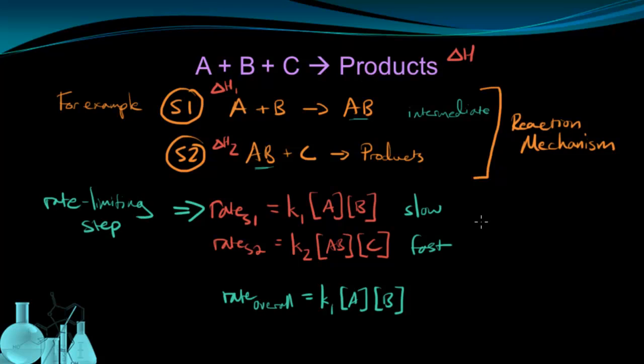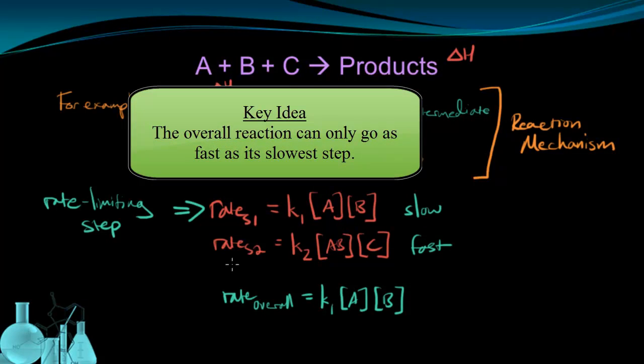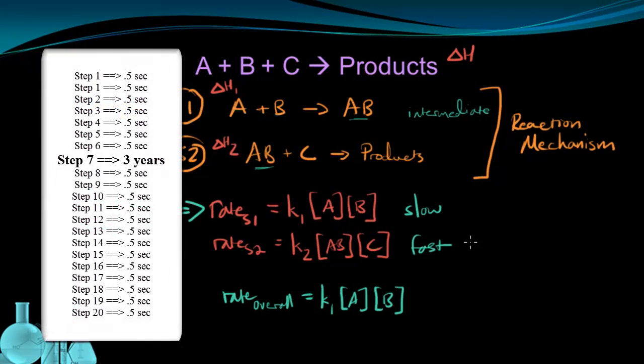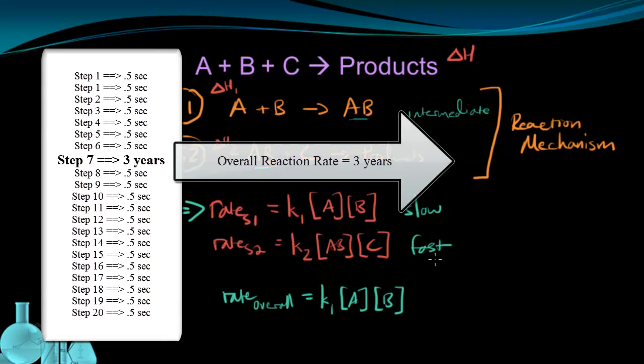And the slowest step of any overall reaction or of any reaction mechanism, that individual step is called the rate limiting step because the reaction can't go faster than its slowest step. I could have a reaction mechanism with 20 steps, and say 19 of those steps took half a second to accomplish. But say step number 7 took 3 years. That means the overall rate of reaction also has to be 3 years. That's just the nature of the rate limiting step.